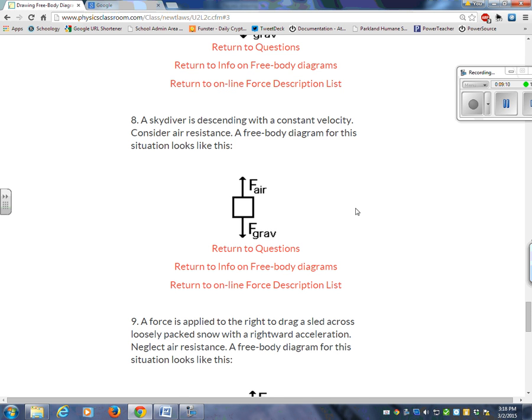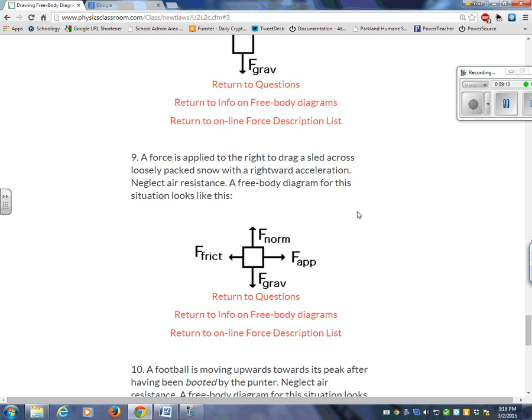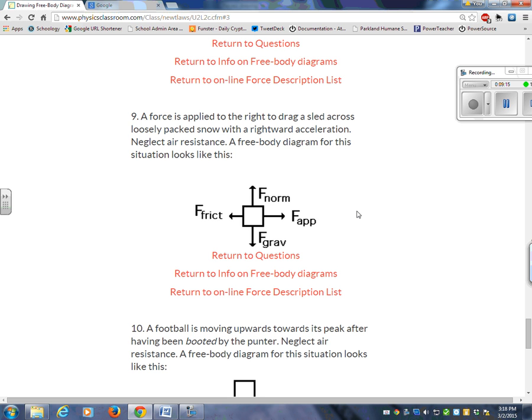Force applied to the right to drag a sled across loosely packed snow. Loosely packed snow is physics code for there's a little bit of friction. You imagine yourself running through fresh snow, there's considerable friction. It's not easy. So we have normal force and gravity balanced. We have an applied force forward. We have a frictional force that is less than the applied force.